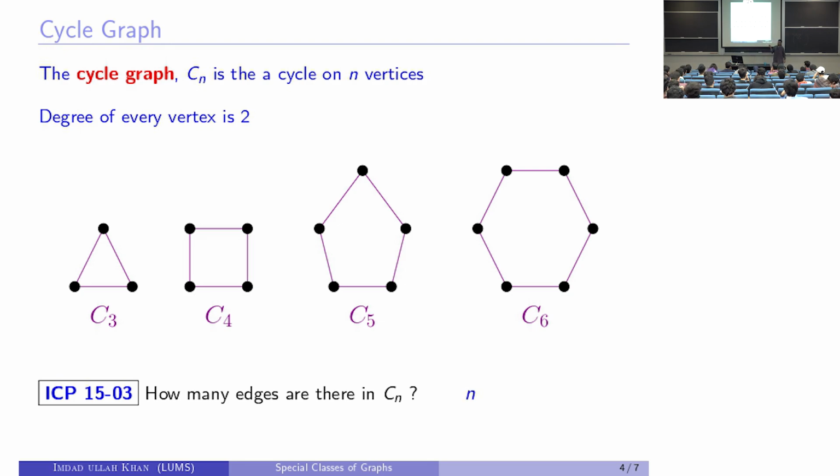This is a cycle on 5 vertices. How many edges are here? 5. This is a cycle on 3 vertices. How many edges are there?